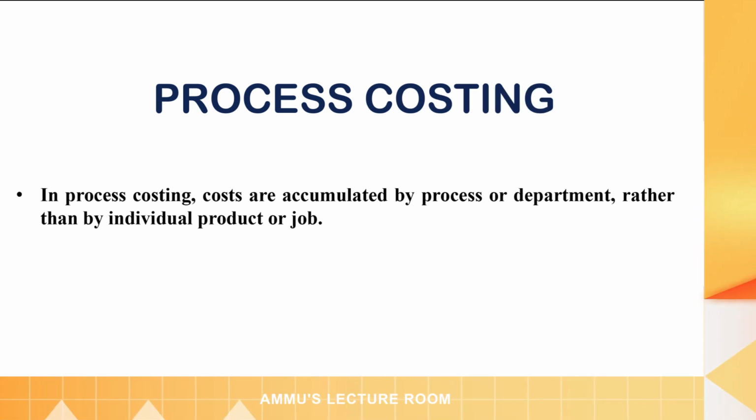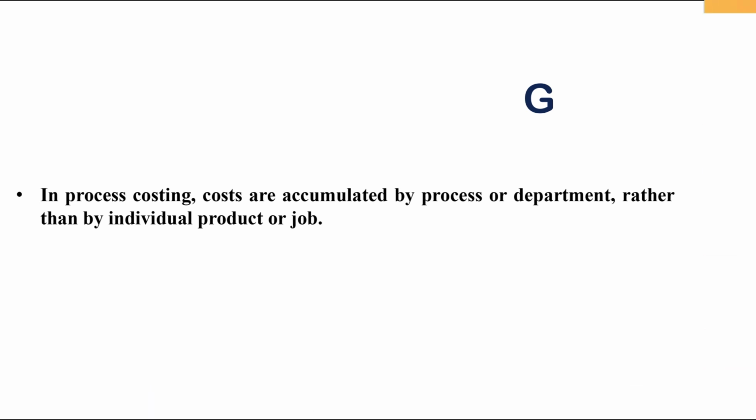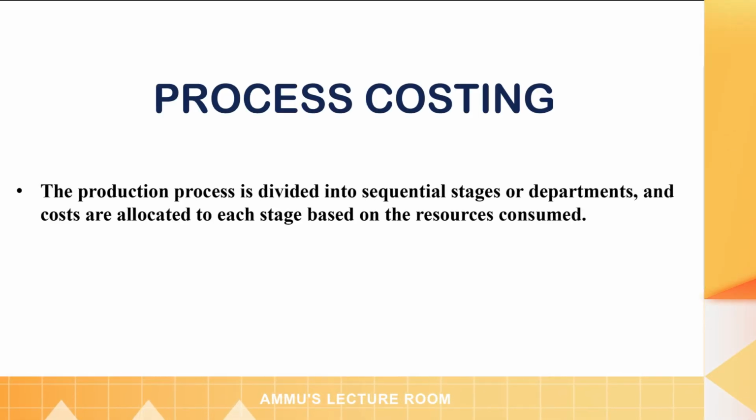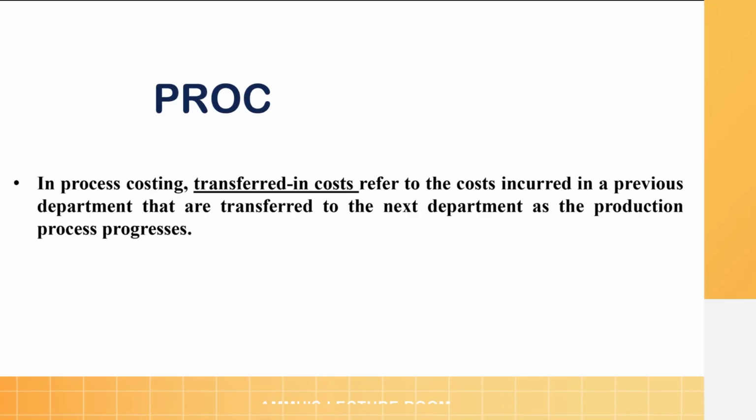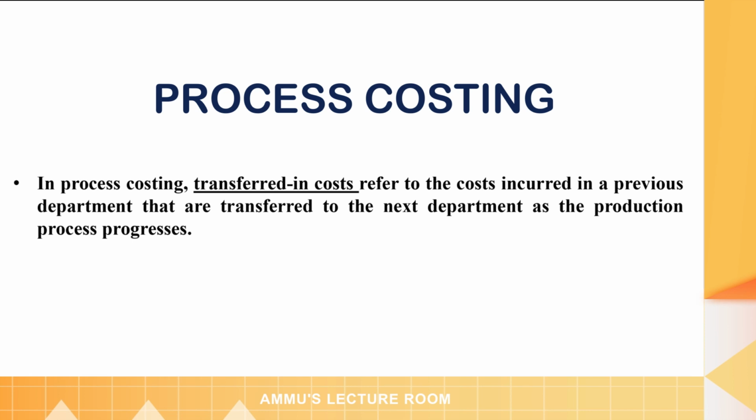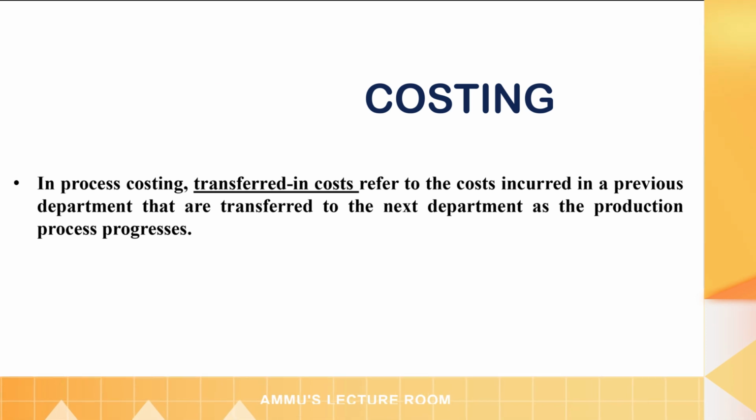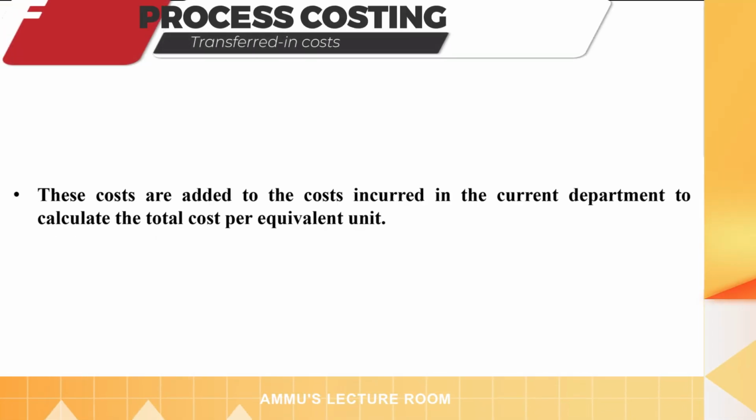In process costing, costs are accumulated by process or department rather than by individual product or job. Here, the production process is divided into sequential stages or departments, and costs are allocated to each stage based on the resource consumed. In process costing, there is a cost called transferred in cost. This transferred in cost refers to the cost incurred in a previous department that is transferred to the next department as the production process progresses. These costs are added to the cost incurred in the current department to calculate the total cost per equivalent unit.